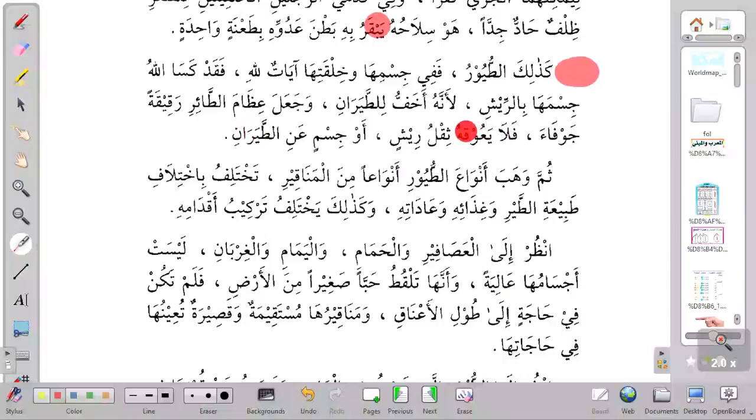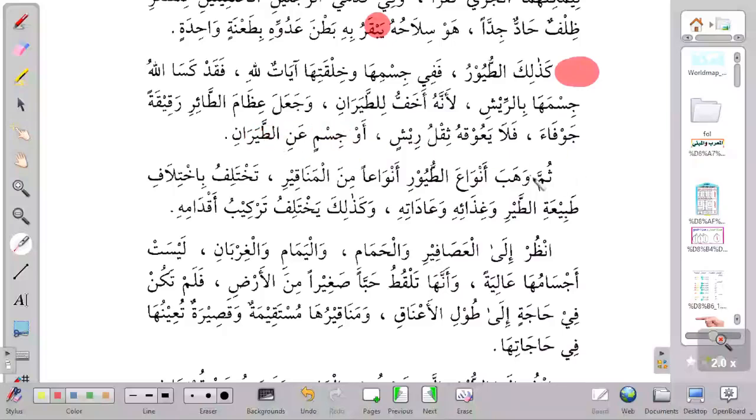Aqa ya'uqu, it means to hinder, for something to prevent another thing. So fala ya'uquhu siqlu rishin, so it doesn't prevent it. What doesn't prevent? The heaviness of his feathers, or his body. The heaviness of his feathers or his body doesn't prevent it from flying.